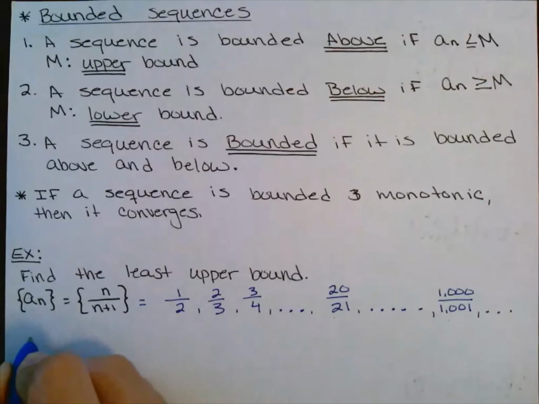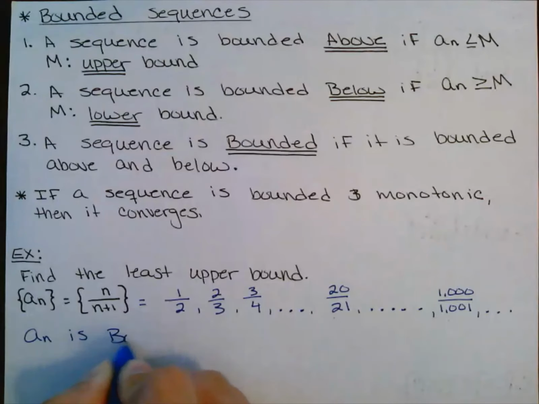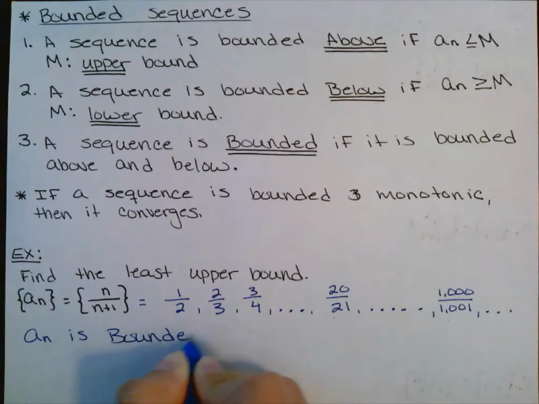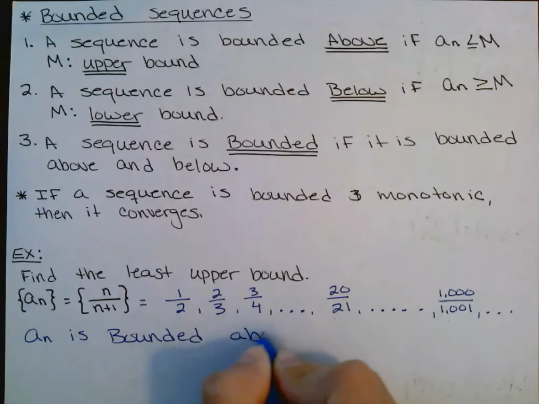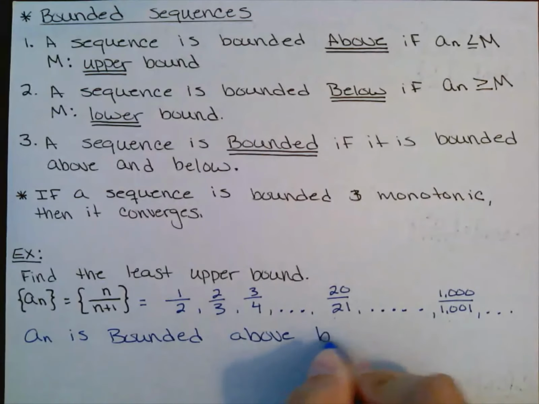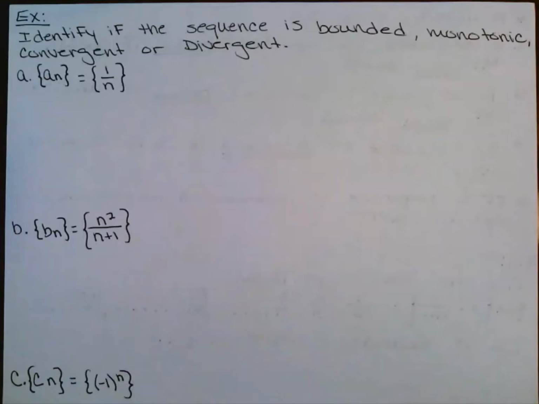Okay? So we can say that a sub n is bounded above by 1. Okay? For these last set of questions, we're just going to analyze them overall. The question says, identify if the sequence is bounded, is monotonic, is convergent, or divergent. So we're just kind of going to look at the entire sequence.